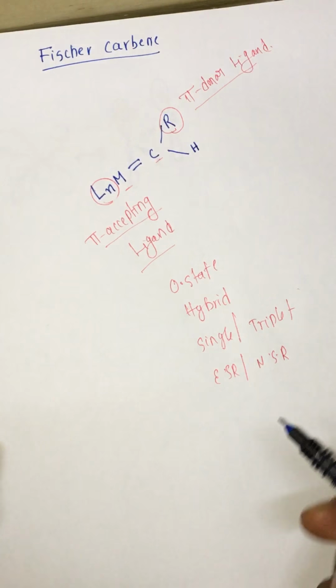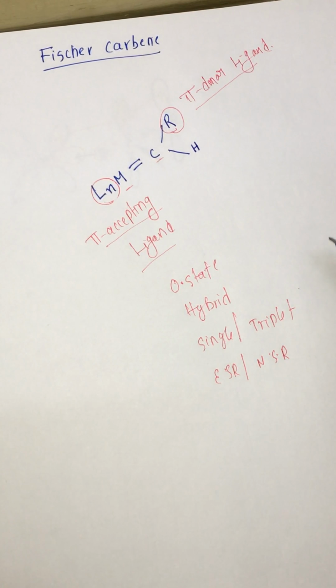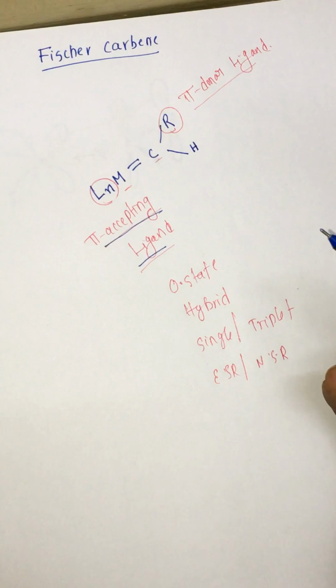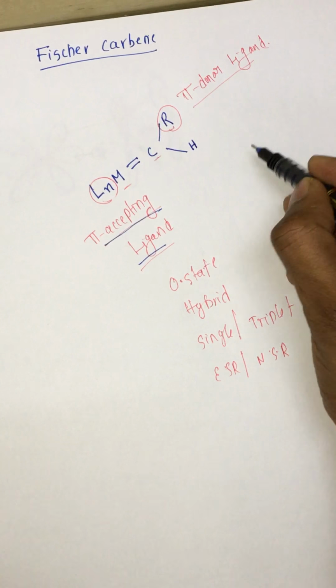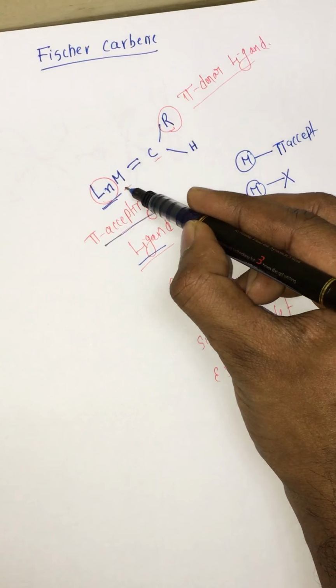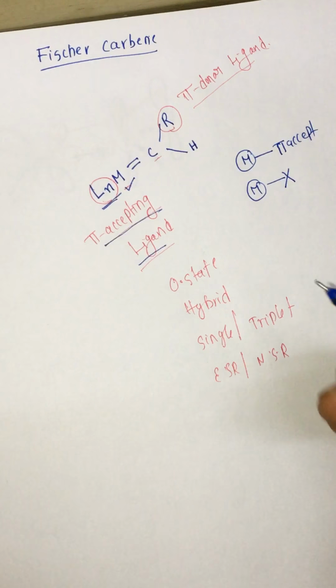Here oxidation state means we are talking about the metal. It's very simple: the metal is attached to the pi accepting ligand. If the metal is electron rich, it will attach to the pi accepting ligand. If the metal is electron poor, it will not. So here the metal is attached to a pi accepting ligand, right? That means it should be electron rich. If it is electron rich, the oxidation state will be low. So the oxidation state of Fischer carbene will be low.